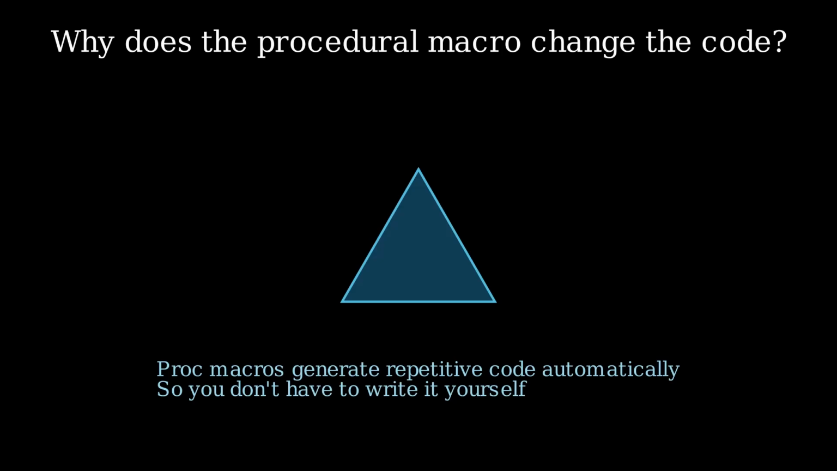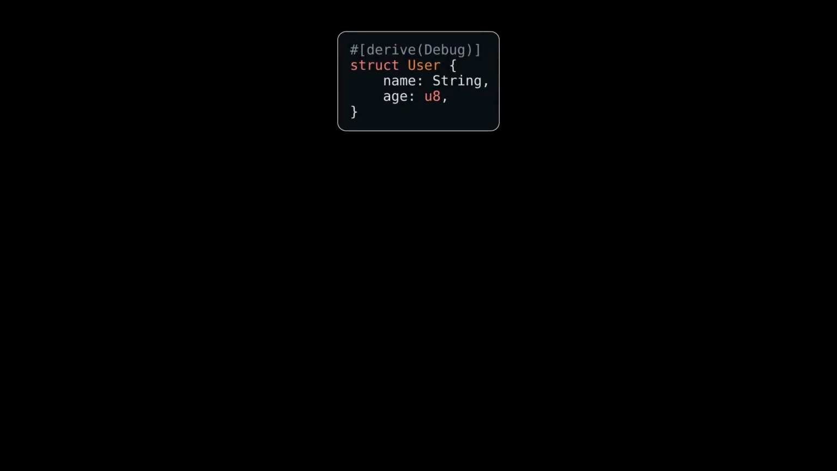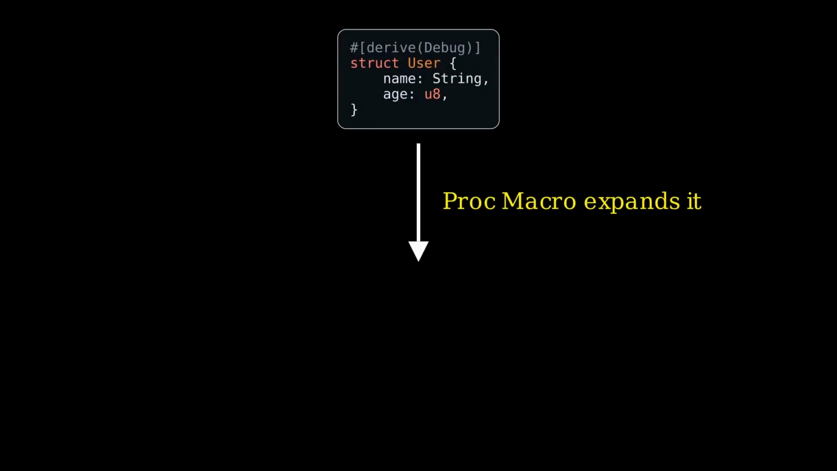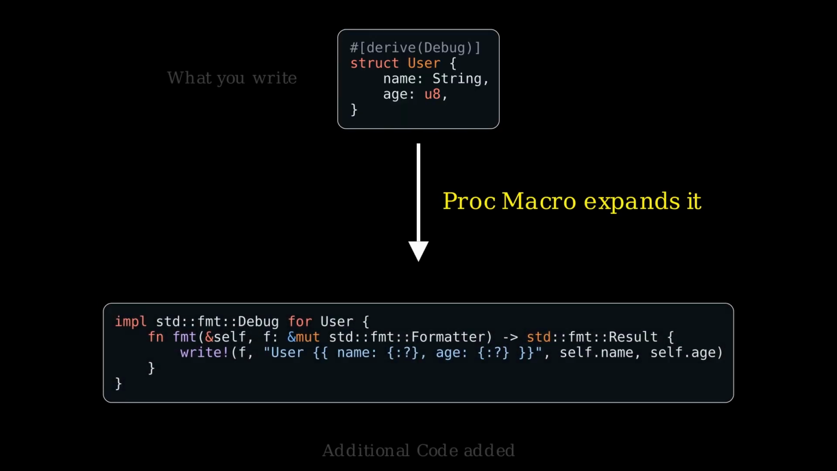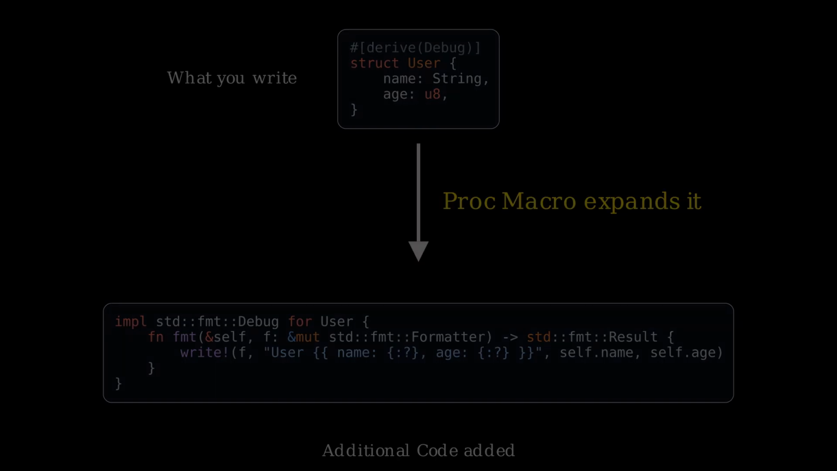Take an example of a simple struct with the Debug proc macro attached to it. The macro expands the code to create new Rust code during compile time. It creates a format implementation for the user struct, which can be used while printing a value using the println statement.